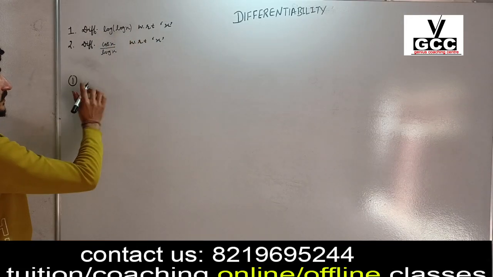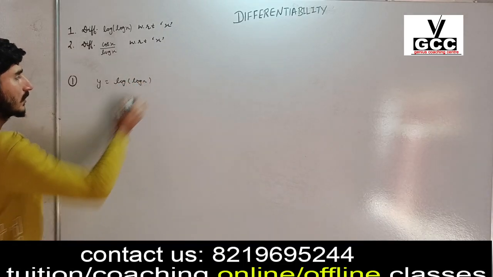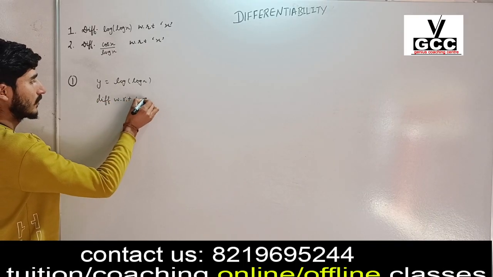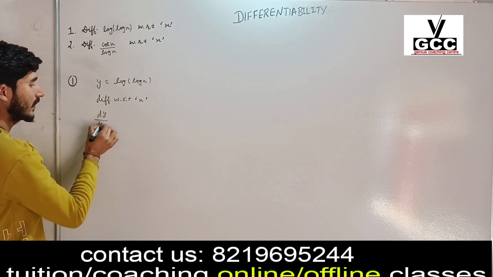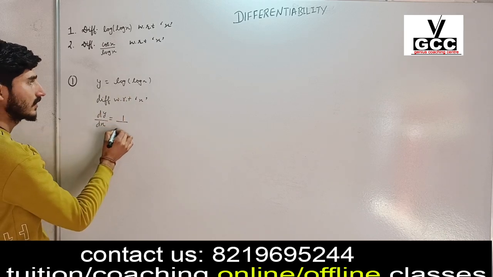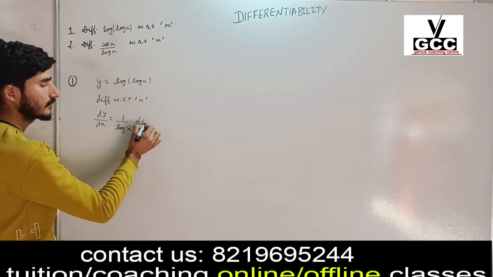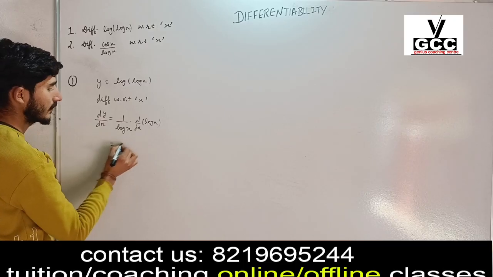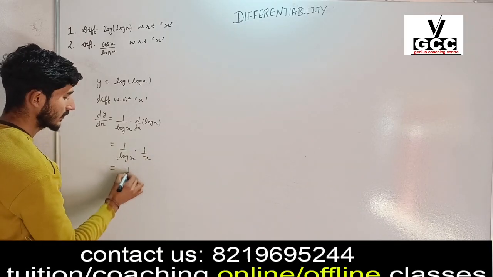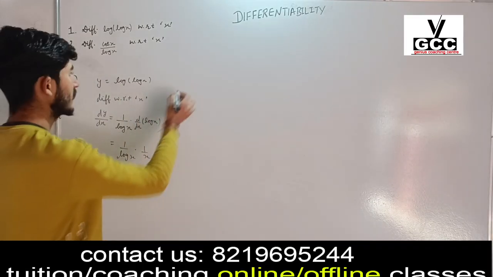We have to differentiate log of log x with respect to x. Let y is equal to log of log x. Now differentiate with respect to x. We get dy/dx equal to the derivative of log, which is 1 by log of x. Again we have to take the derivative of log x, and the derivative of log x is equal to 1 by x. The required answer is 1 upon x into log of x.